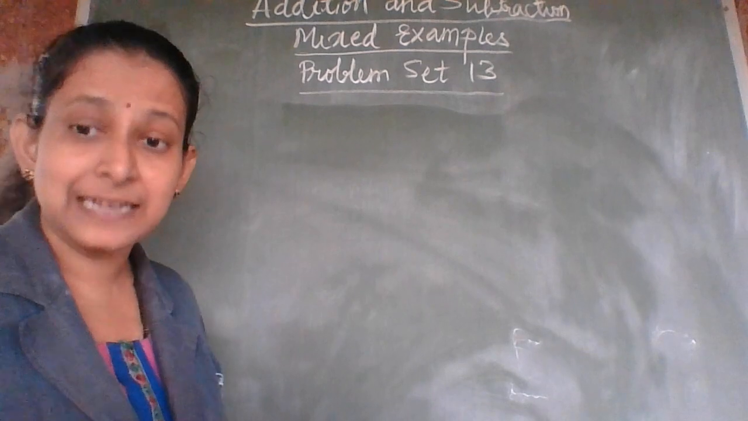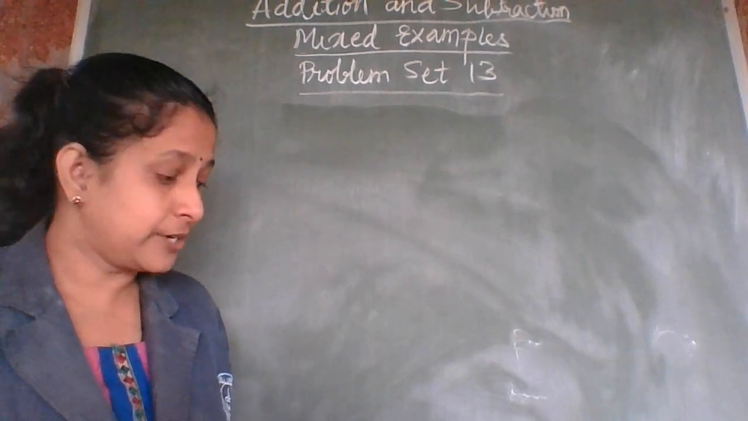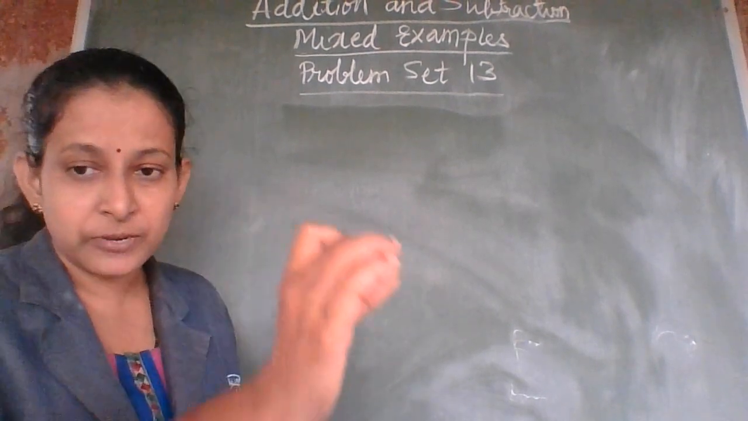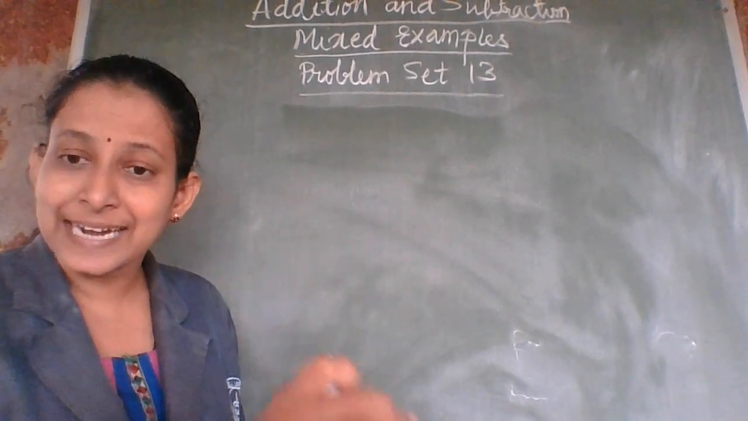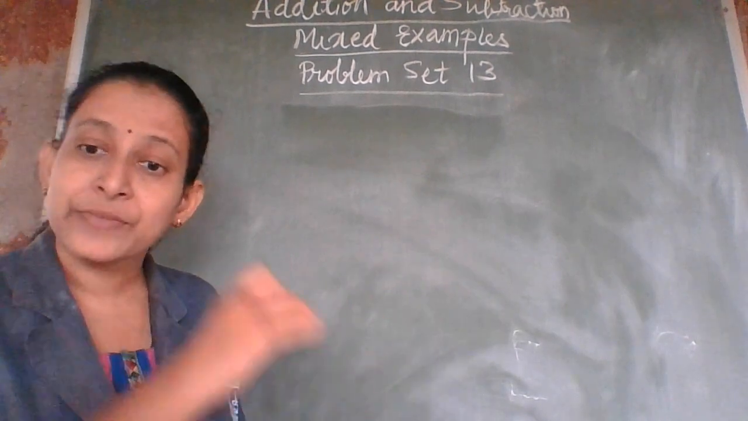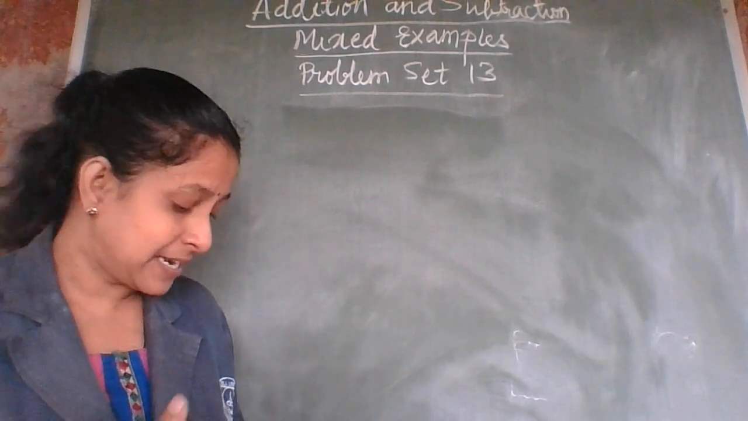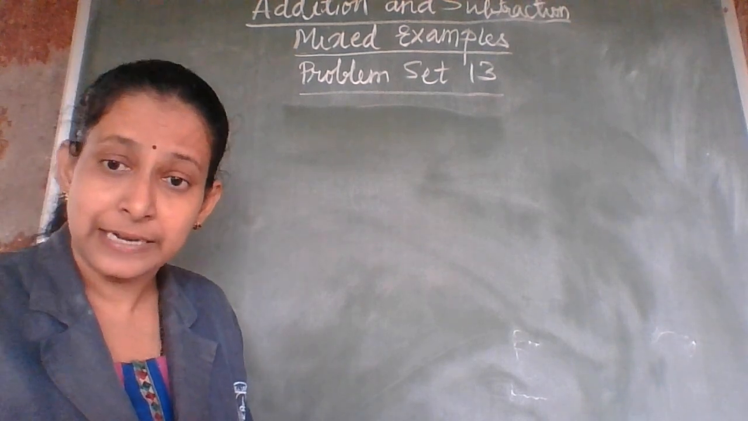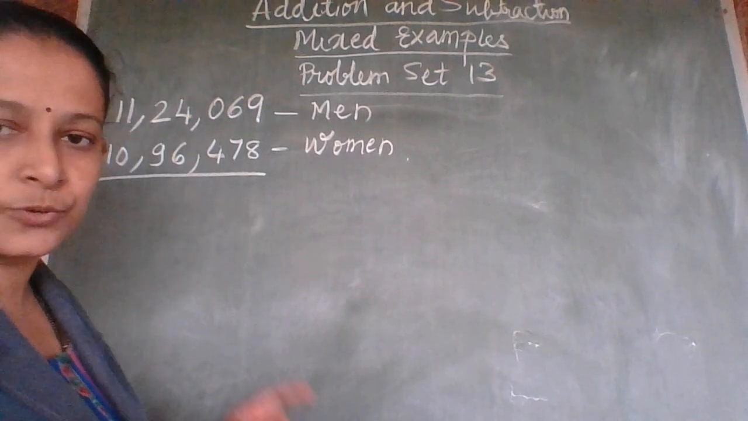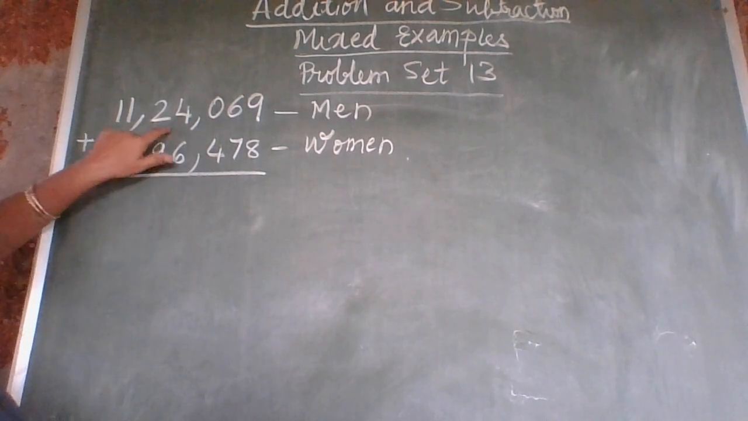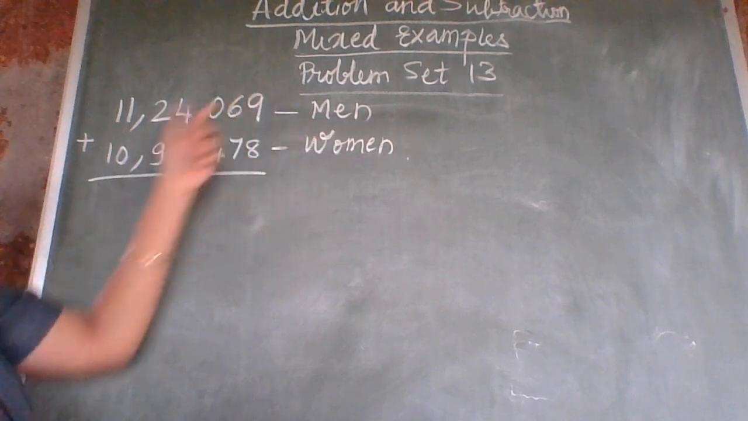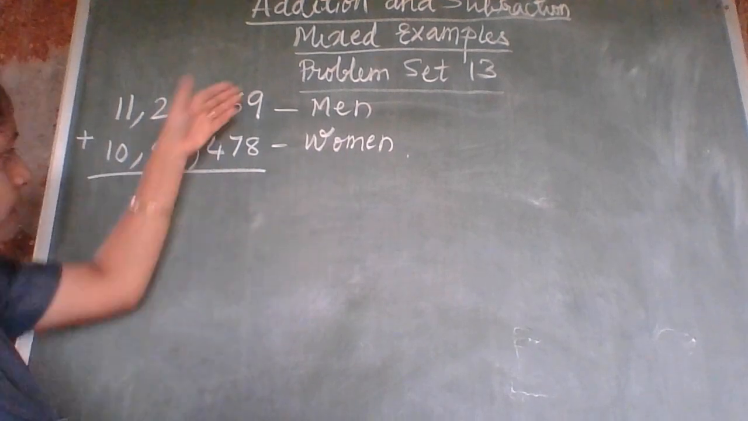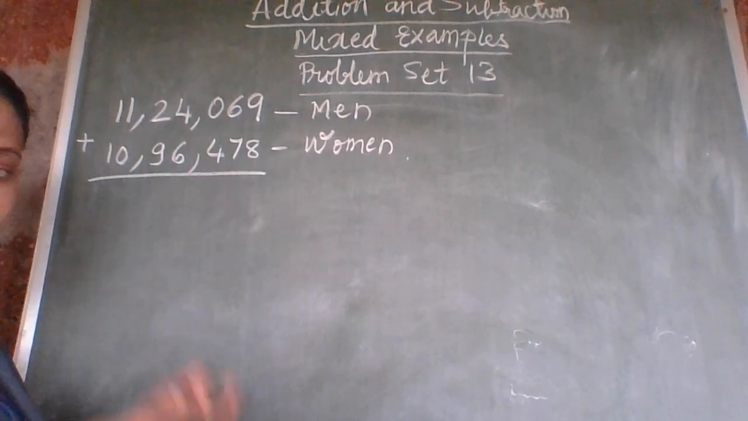So let's write the data first and then try to solve. We have to add the total number of men and the total number of women. We will get the total number of men and women together, and this we have to subtract from 37 lakh 4,926. Fine, so let me write the data. So here 11,24,069 were men and 10,96,478 were women. Now we have to add these two and then subtract from the total number of population.